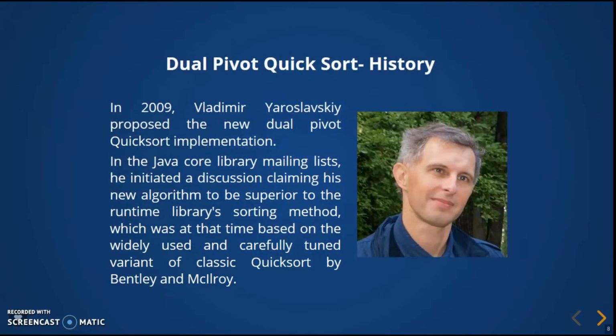Before going in deep, we first discuss the history of dual pivot QuickSort. In 2009, a scientist from LNMIIT proposed a new dual pivot QuickSort implementation. In the Java core library mailing list, he initiated a discussion claiming his new algorithm to be superior to the runtime library's sorting method, which was at the time based on the widely used and carefully tuned variant of classic QuickSort by Bentley and McIlroy.